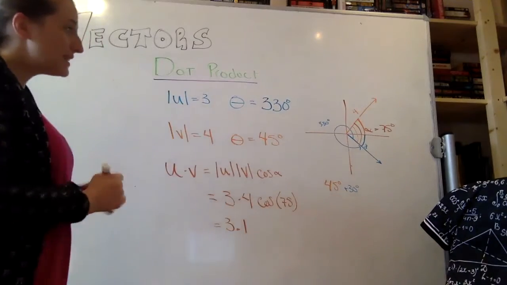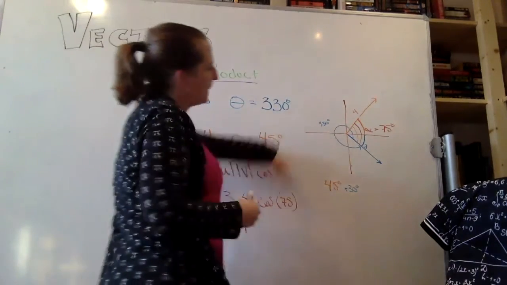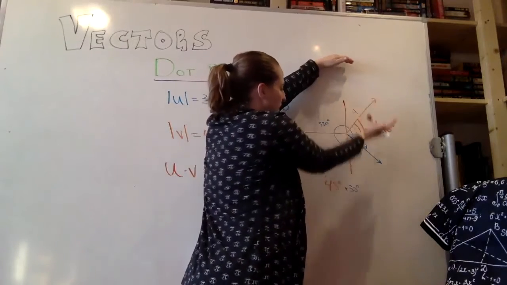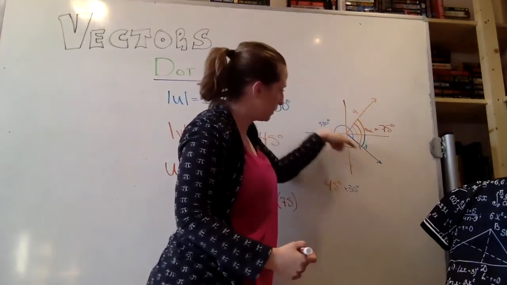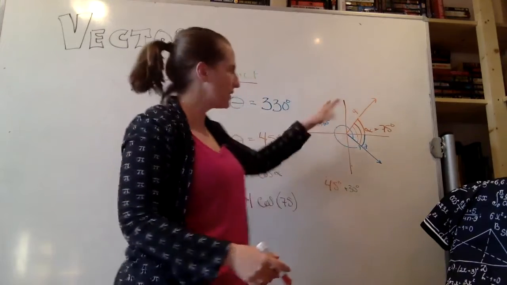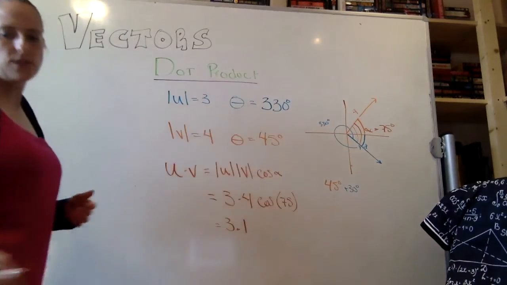So geometrically, what does that mean? Well, that means if I shine a light down here, the shadow of this is actually going to be slightly longer than this blue vector. The shadow would have magnitude of 3.1. Okay, so that's our geometric interpretation of the dot product.